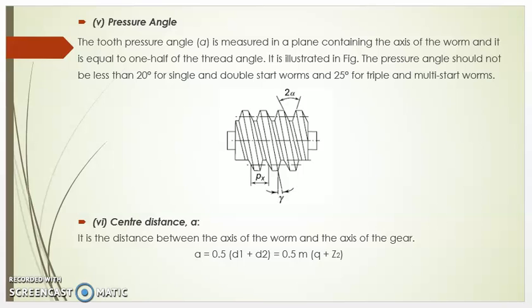Fifth, pressure angle alpha. The tooth pressure angle alpha is measured in a plane containing the axis of the worm and it is equal to 1/2 of the thread angle. It is illustrated in figure. The pressure angle should not be less than 20 degree for single and double start worms and 25 degree for triple and multi start worms. Sixth, center distance A. It is the distance between the axis of the worm and the axis of the worm wheel. Therefore, A is equal to 0.5 into bracket D1 plus D2, which is equal to 0.5 m into bracket Q plus Z2.